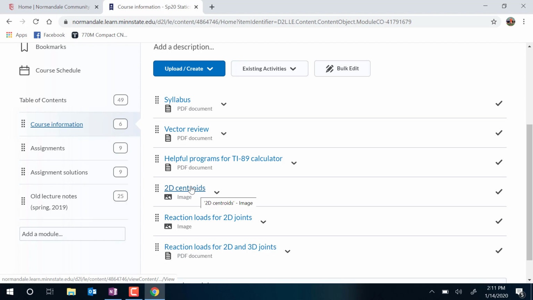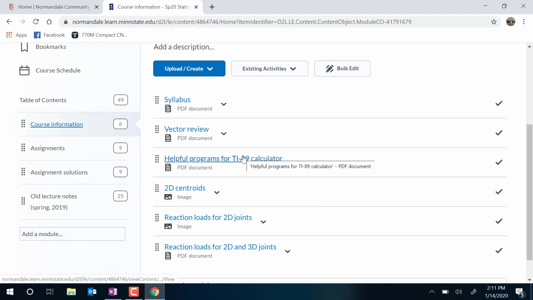Calculations for centroids of two-dimensional objects. That'll be important later on. And reaction loads for joints in 2 dimensions and 3 dimensions. And so, I'll let you know when we get to that stuff.